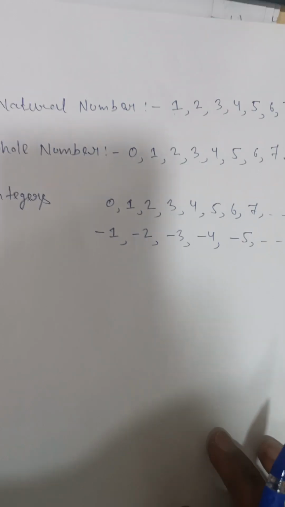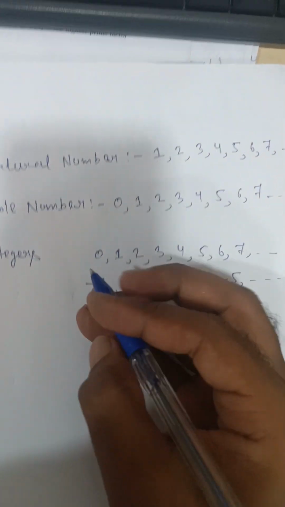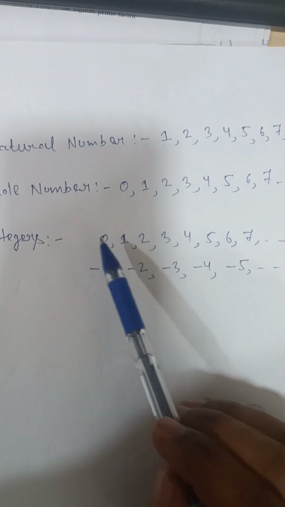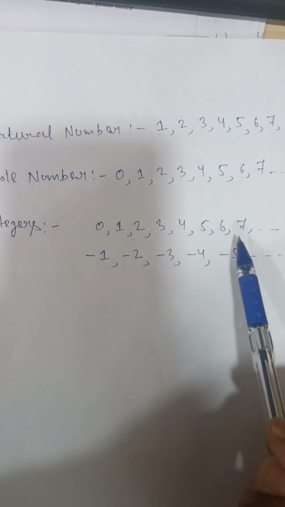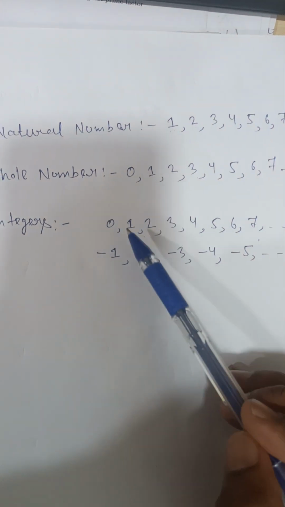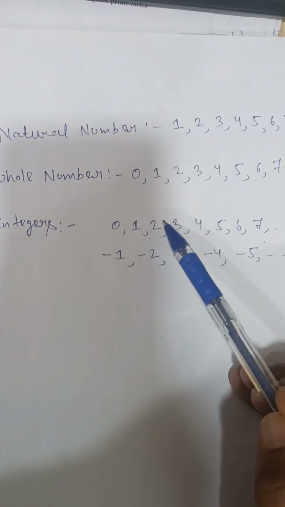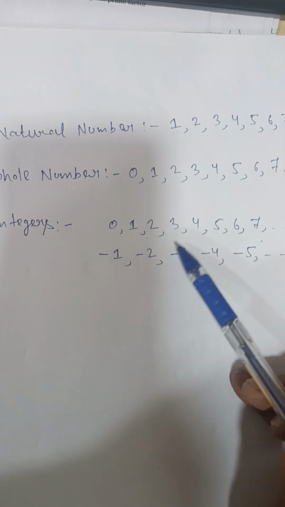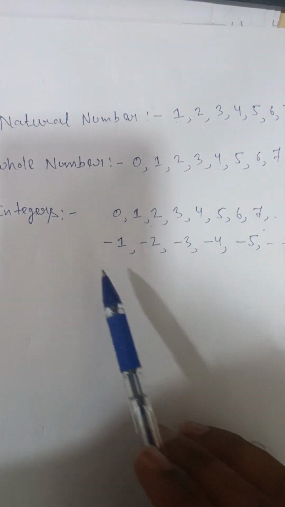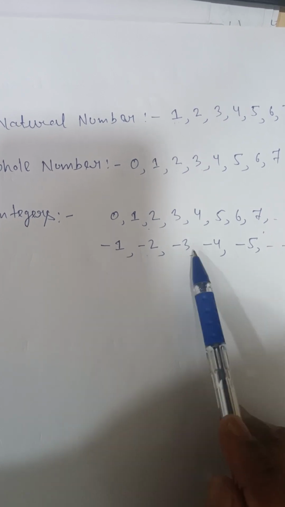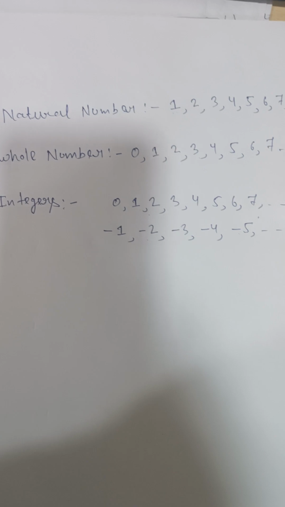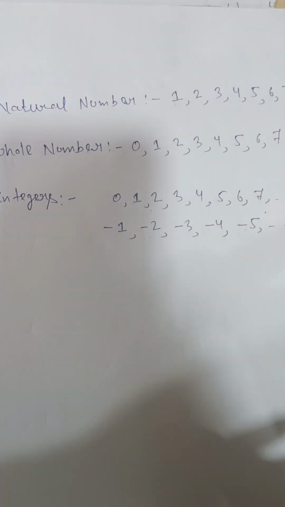So what is an integer? An integer is a number, it is just an extension of whole number. It contains 1, 2, 3, 4, 5, 6, 7, but it also contains the negatives of them. The negative of 1 is -1, negative of 2 is -2, negative of 3 is -3, and of 4 is -4. So it goes like that, -1, -2, -3, -4, -5, up to infinity. So this is the definition of integer.